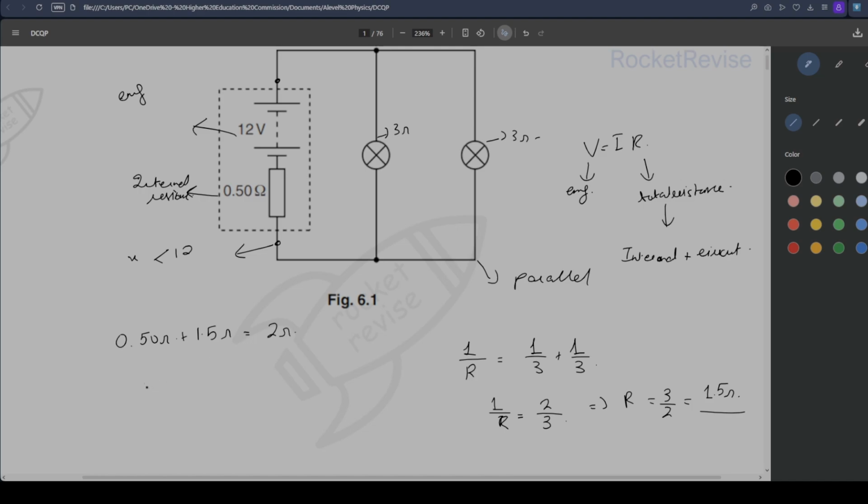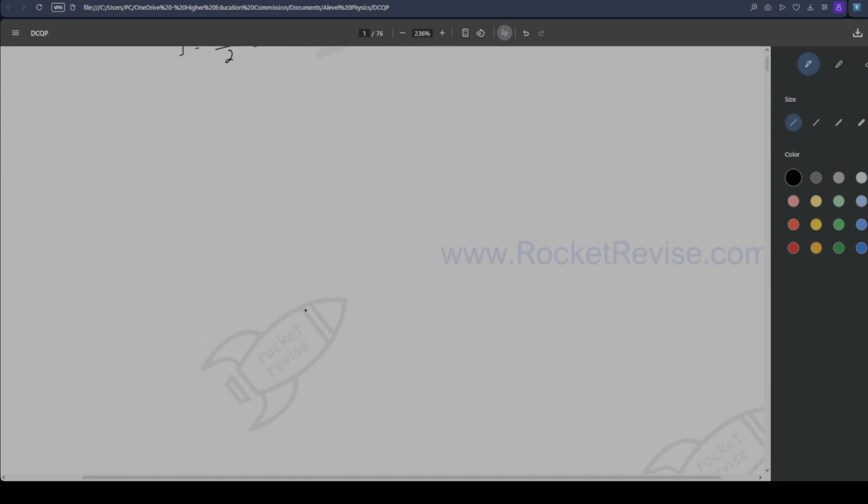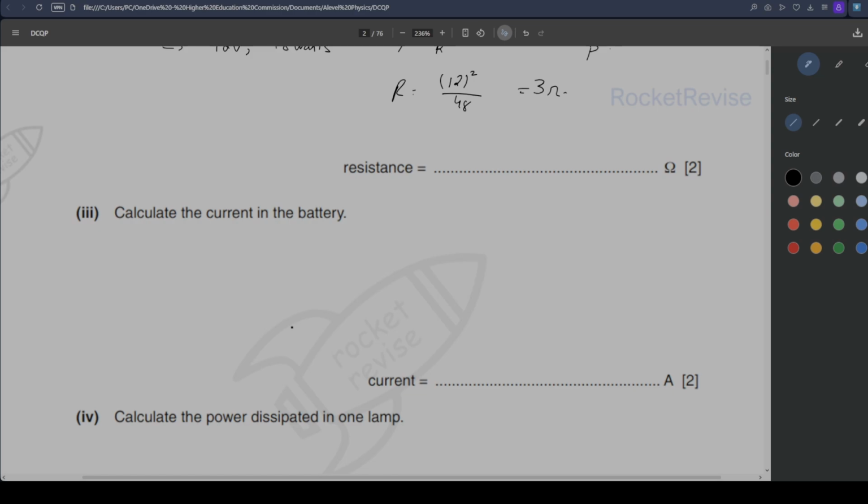And if we use that in our formula, V is equal to IR, that's gonna be 12 is equal to I times R, which is 2 ohms. I will be 12 divided by 2, that's gonna be 6 amps. So our answer is going to be 6 amps.